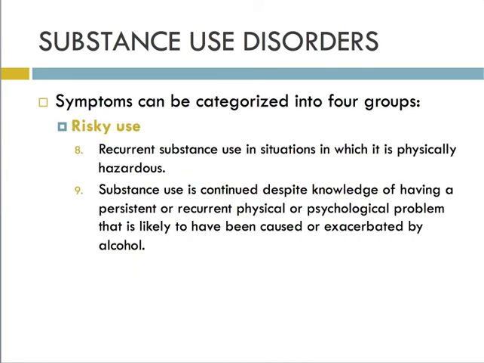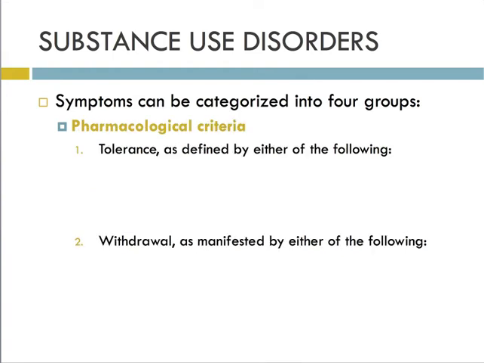Risky use includes recurrent substance use in situations in which it is physically hazardous, and/or substance use is continued despite knowledge of having a persistent or recurrent physical or psychological problem that is likely to have been caused or exacerbated by alcohol or other drugs. And finally, physiological criteria include symptoms of tolerance and/or withdrawal.